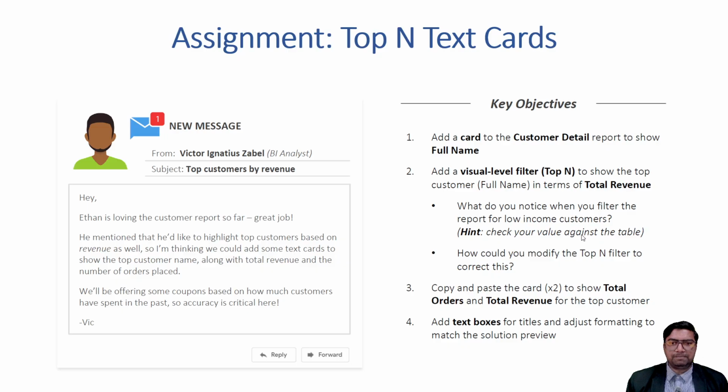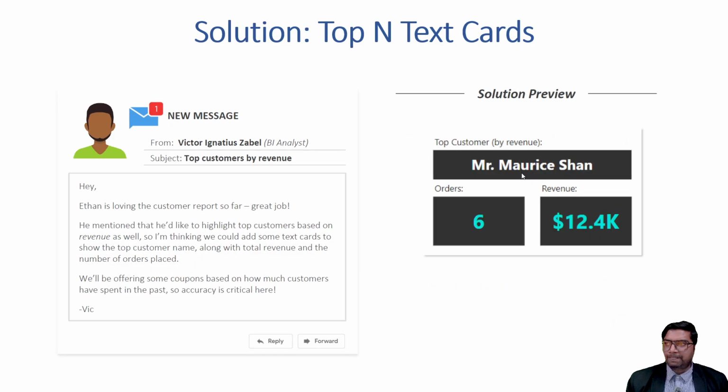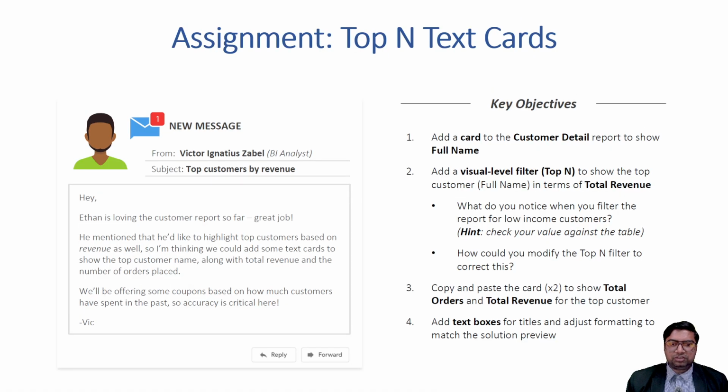And you need to do some QC to check whether your top N filter is working fine or you need to add something. And then when you have done that, you need to copy your cards and add two more things, like order and revenue, and lastly you need to add a text box. So when you have done that, you will be able to know your customer name by the revenue and the orders, like this. So basically this is the task you need to do in Power BI. So let's do one thing. Let's jump into Power BI quickly and do this assignment.